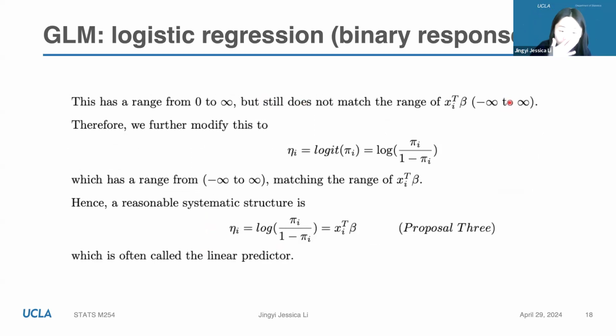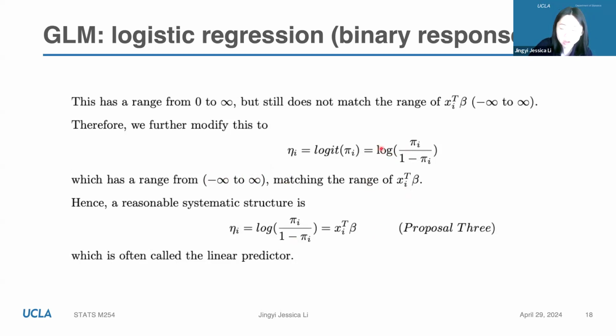Then we do another modification, which is our final proposal. That is, we apply log to this ratio. When we apply log to this ratio, log 0 becomes negative infinity, and log positive infinity stays as positive infinity. So we could get the whole range, and this range matches the range of xi transpose beta. And that's proposal 3.